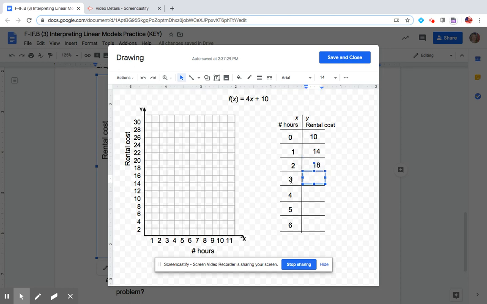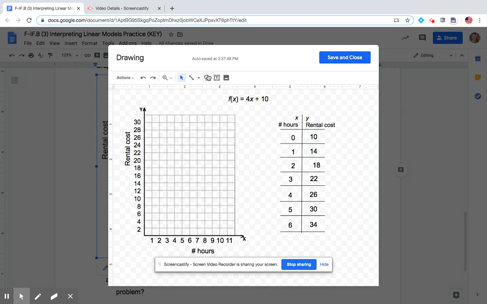And we can see what's happening. As the number of hours increases by 1, what's happening to the cost? It increases by 4. And that's called the rate of change. That's one of the questions we'll have to answer. As I complete these tables, I always think, what do these numbers mean in the context of the problem, right?